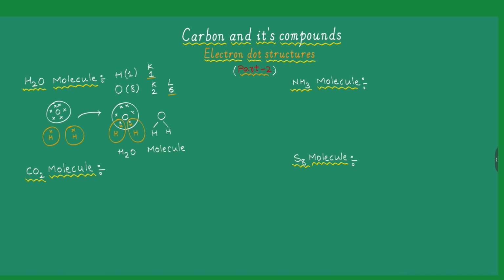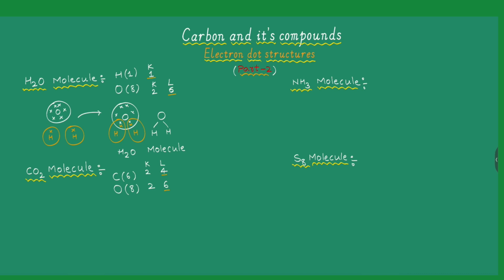Hope you understood this. Now let us see how the CO2 molecule will be formed. Here also we have two different types of atoms, one is carbon and the other is oxygen. Carbon atomic number is 6 and oxygen atomic number is 8. So the electronic configuration of carbon is 2, 4, and oxygen is 2, 6. So the valence electrons of carbon are 4 and of oxygen are 6.